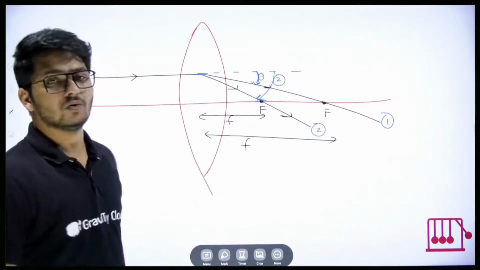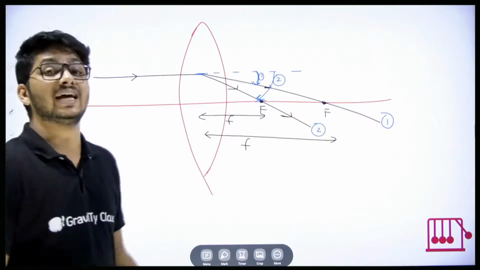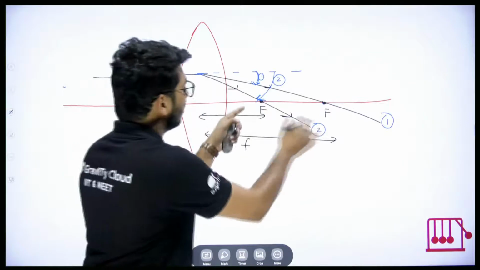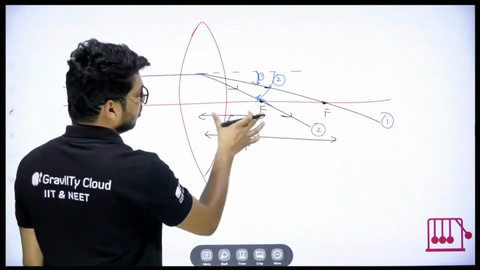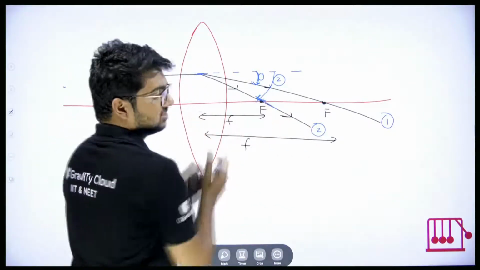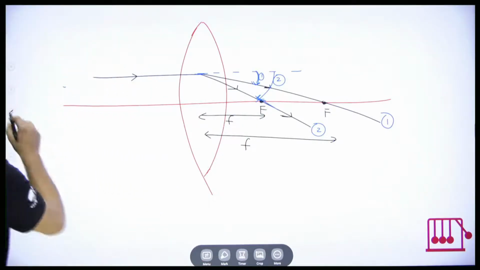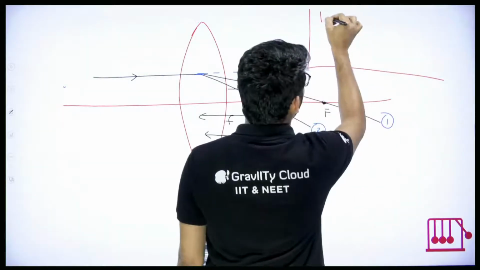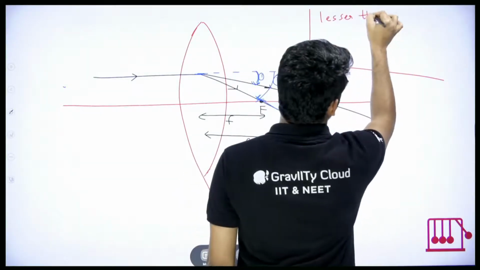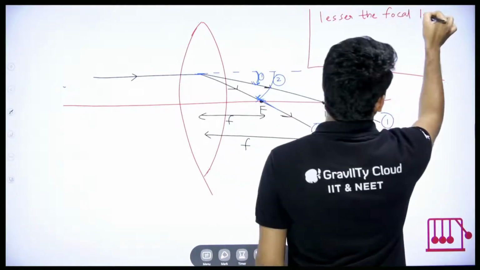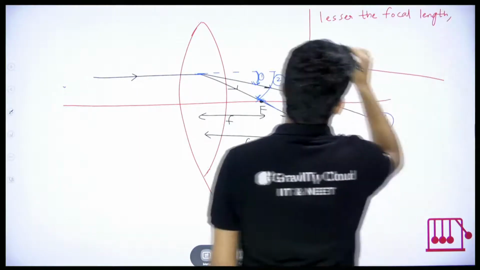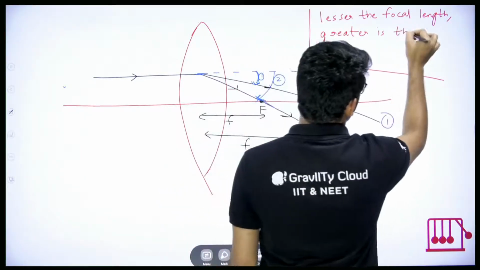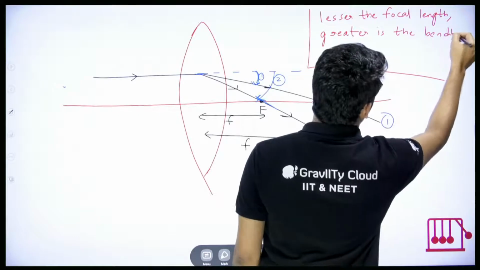And for ray 2 or ray 1, in which case is the focal length less? The focal length is less for ray 2. Yes or no? For this ray 2, the focus is here, so only this much is the focal length. So here you can clearly say a point: lesser the focal length, greater is the bending. I can say convergence, it's fine. Greater is the bending of the ray.